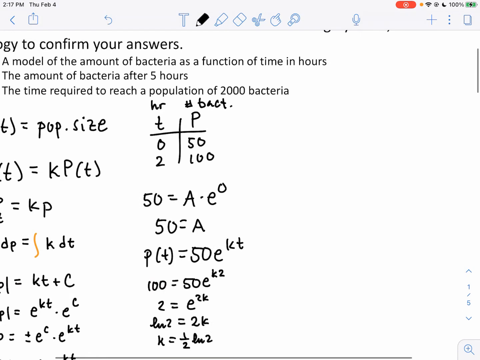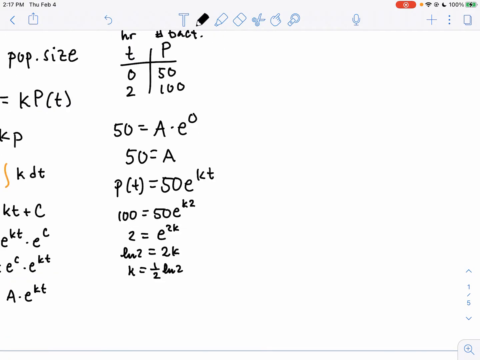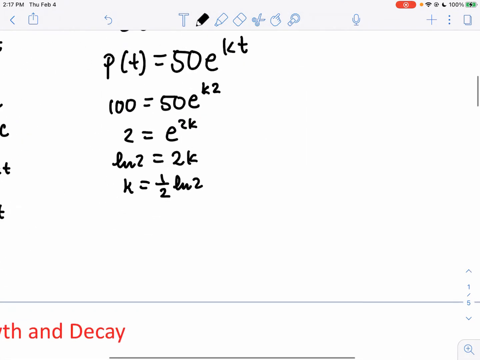So there are several ways that we could write our final model. I think I want to write it directly beneath, here. P of t is equal to 50 times e to the k, where k is 1/2 natural log 2, times t. Now this is a perfectly good model that we can use to determine how many bacteria there will be at different times.